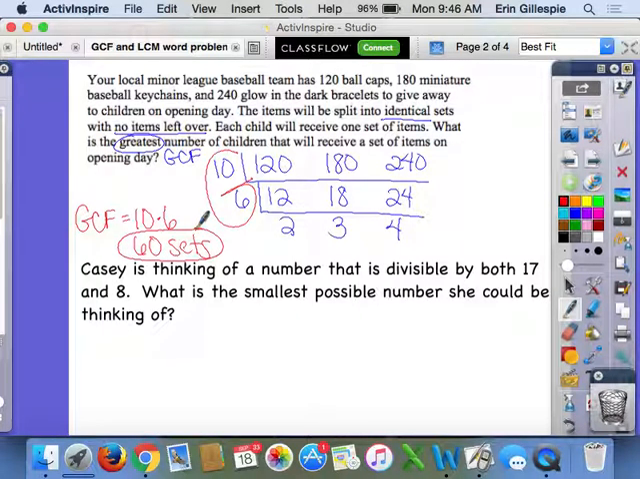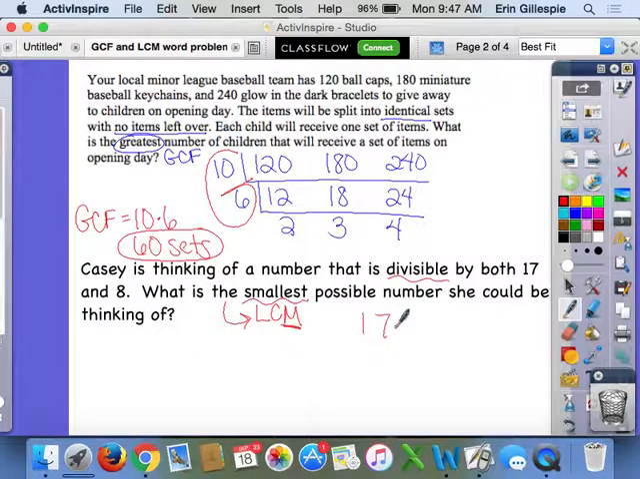All right, next problem. Casey is thinking of a number that's divisible by both 17 and 8. What's the smallest possible number she could be thinking of? So, smallest, keyword, we want the least common multiple. Now that might seem opposite to you because they said divisible, but remember 17 and 8 are going to divide into our number. That means our number should be bigger than 17 and 8. So multiple, remember those are the big ones, and smallest tells me I must be looking for LCM.